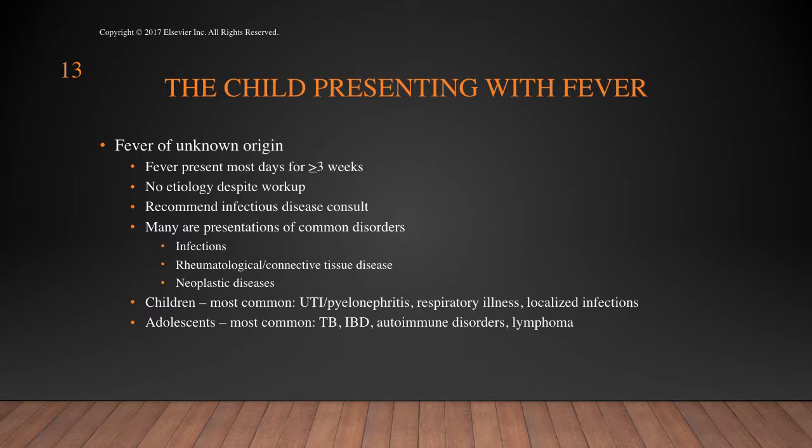A fever of unknown origin may be a presentation of an infection, a rheumatological or connective tissue disorder, or a neoplastic condition. In children, the most common finding is a UTI or pyelonephritis, respiratory illness, or localized infections. However, it would be unusual to have not picked this up in the workup that would have been done over a 3-week period. In adolescents, the most common causes for a fever of unknown origin would be TB, inflammatory bowel disease, autoimmune disorders, or lymphoma.